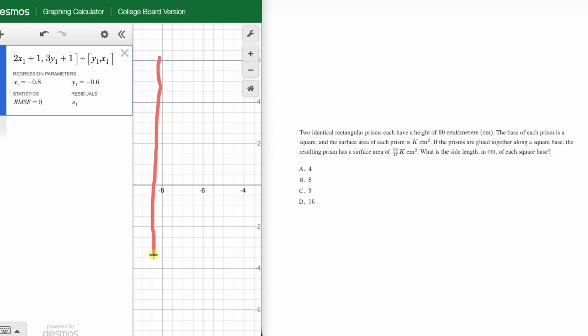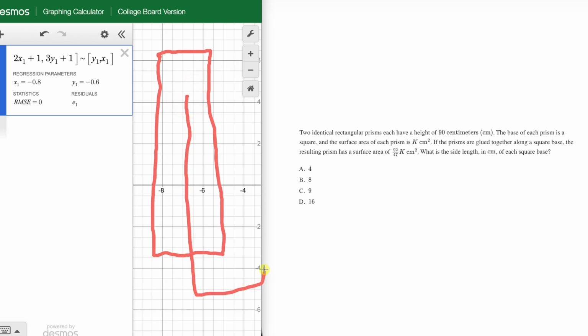So let's draw it out first. A square prism, a rectangular prism, would look something like this here with the rectangles, and this is supposed to be a square right here, so just assume that's a square. No, it doesn't look like one, but it is. And then here the height is 90.